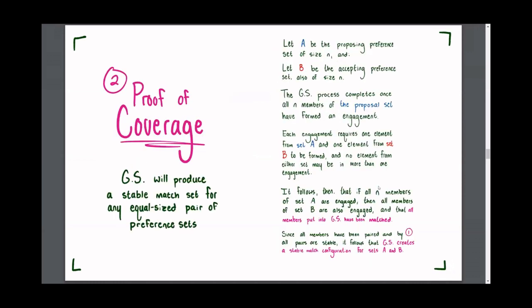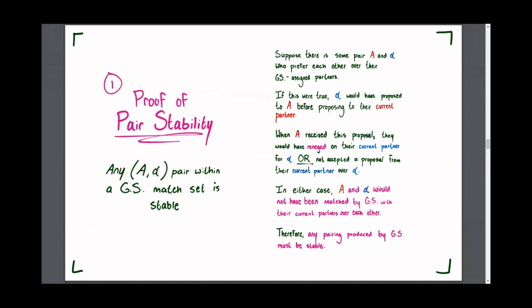So the first one is pair stability. And so the intuition behind this is, let's say that there is some pair alpha and A that prefer each other to their current partner by the end of Gale Shapley. If that were the case, alpha would have proposed to A before their current partner, given the algorithmic process. And when A received this proposal, they would have reneged on their current partner, or they would not have accepted a proposal from anyone else if they preferred alpha over that other person. So in either case, alpha and A would not have been matched with any other person in Gale Shapley. And therefore, by the end of this, every single couple that is paired with Gale Shapley will be stable, because the algorithm would not allow it. And so it's going through that process. It's weird because it's not a math proof as much as it is an algorithmic proof.